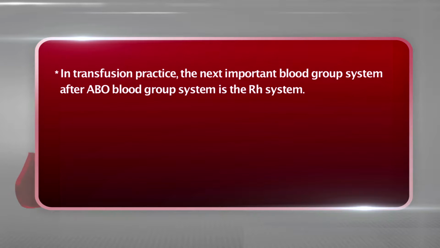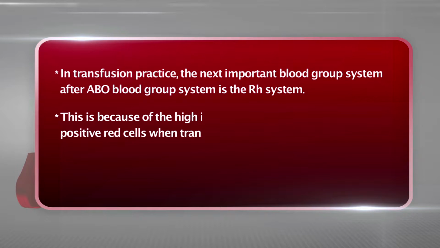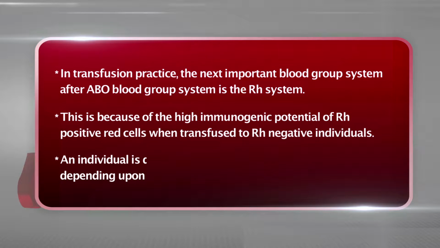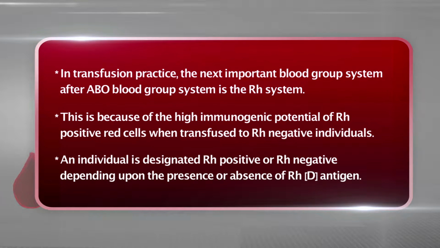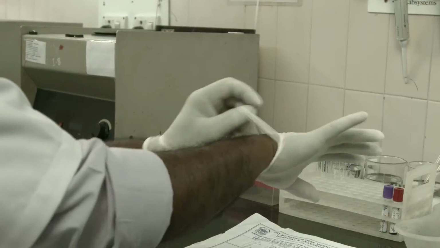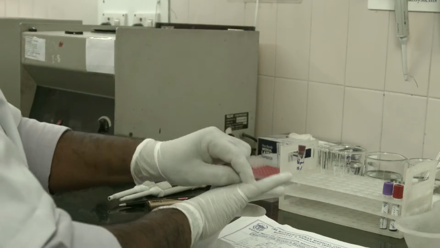In transfusion practice, the next important blood group system after the ABO blood group system is the RH system. This is because of the high immunogenic potential of Rh-positive red cells when transfused to Rh-negative individuals. An individual is designated Rh-positive or Rh-negative depending upon the presence or absence of Rhd antigen. This video describes how to perform ABO blood grouping and RH typing by conventional tube technique.